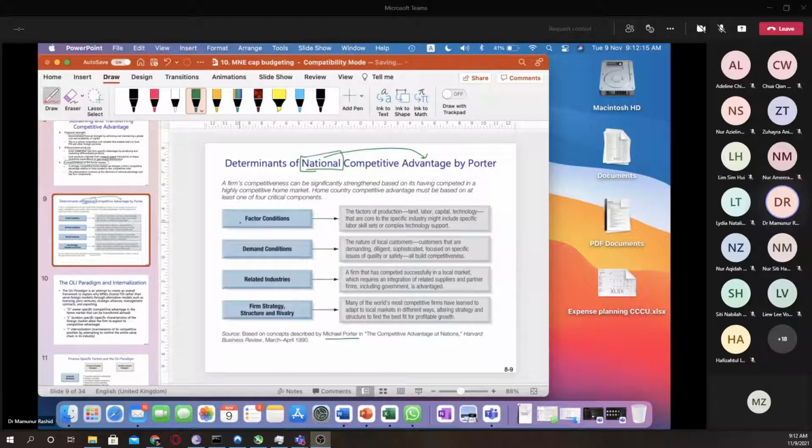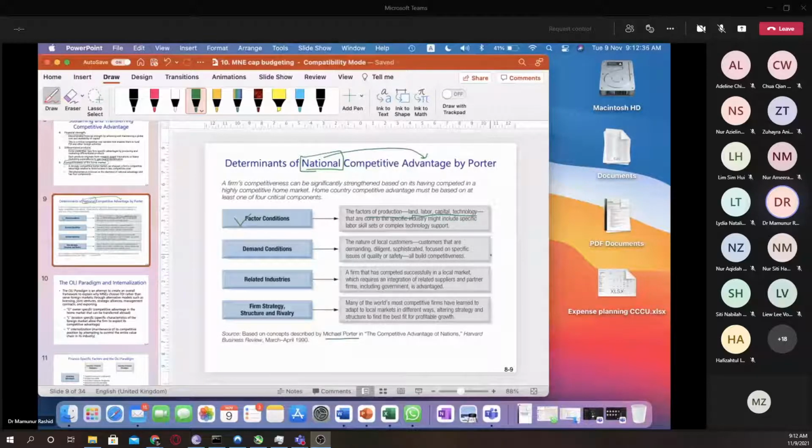So you can look into factor conditions. Which country is good at land, labor, capital, and technology? These are the four factors of production: land, labor, capital, and technology. Which countries are good at what? Some countries are good at land. They have massive land, and they can open this for production. Their agricultural outputs are very good.